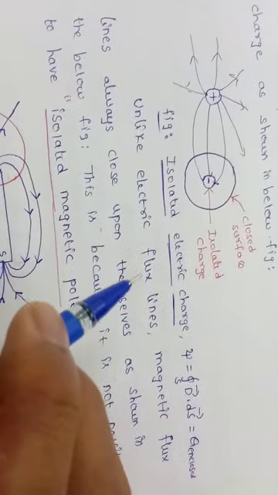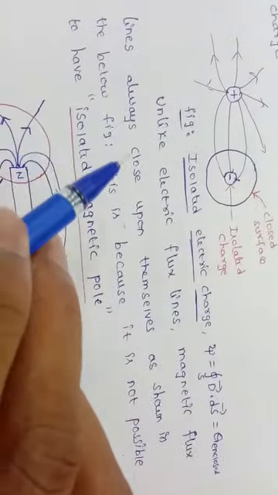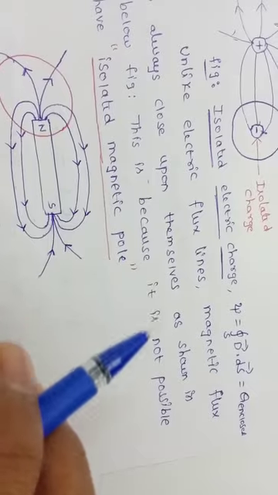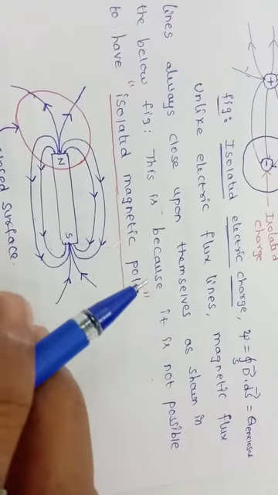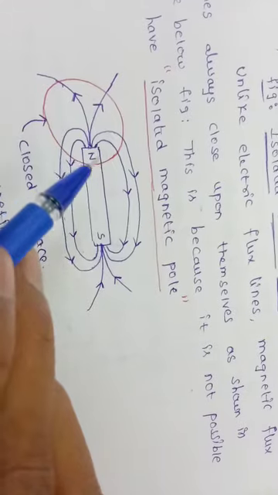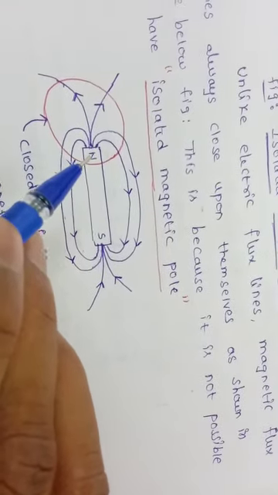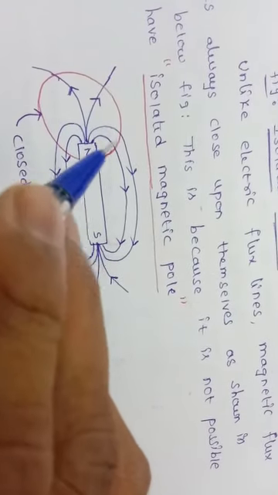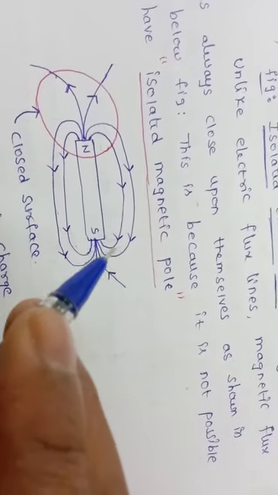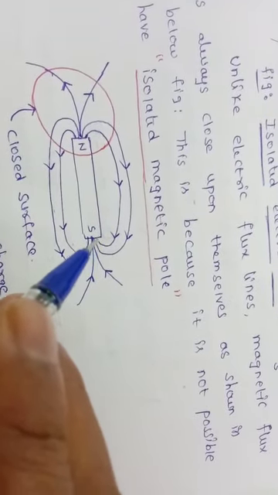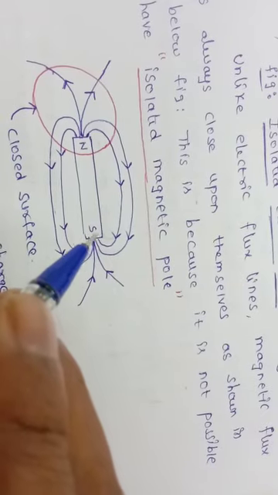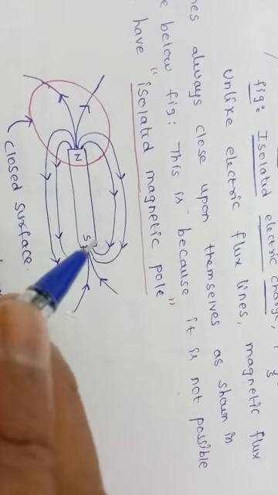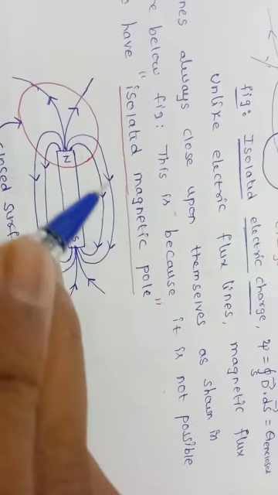Unlike electric flux lines, magnetic flux lines always close upon themselves as shown in this figure. This is because it is not possible to have an isolated magnetic pole. Now let us consider a magnet here. It is a north pole and it is a south pole. We know that the magnetic flux lines will be like this. It will start from the north pole and it looks like it ends at the south pole, but we know that internally it will complete its path from south pole to north pole. In this manner, it does not have any divergence.